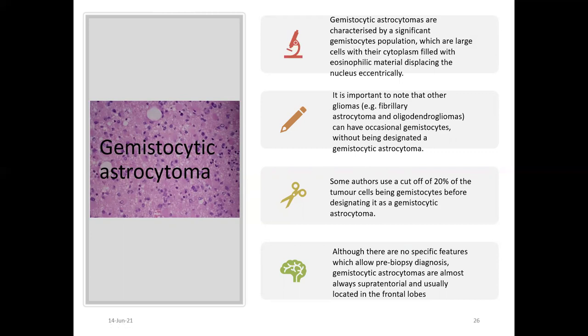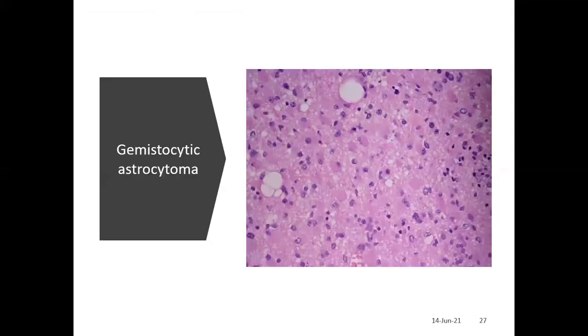Mostly it is located supratentorially, in the frontal lobes. You can see here gemistocytic astrocytoma with gemistocytic cells. If it is less than 20%, it is diffuse astrocytoma or oligodendroglioma. If it is more than 20%, it is gemistocytic astrocytoma. Compared to other histologies, gemistocytic astrocytomas have a poorer prognosis. Thank you.